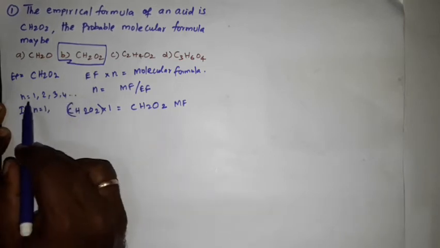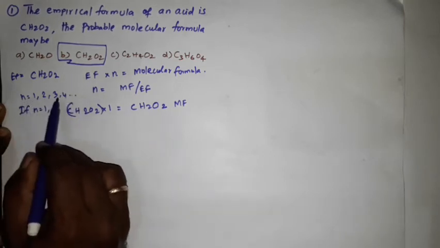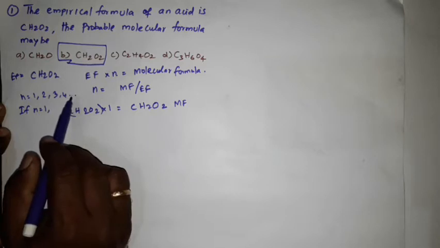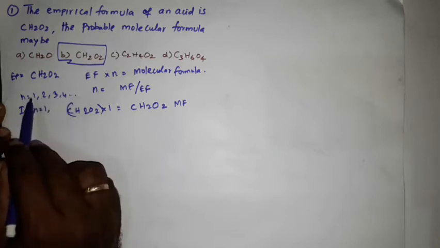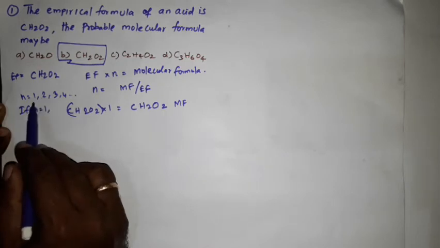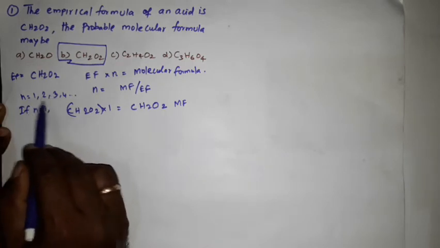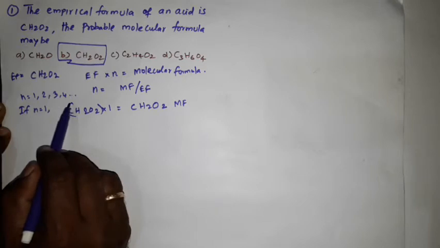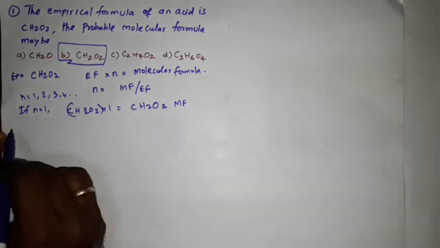Okay, so keep the value n equal to 1, 2, 3, something, that whole number. You apply one by one. First you apply 1, then if the answer does not come, go to 2, then if also not, then 3. Anyway, within these 3 numbers you will get the answer. Okay students. Then second question.